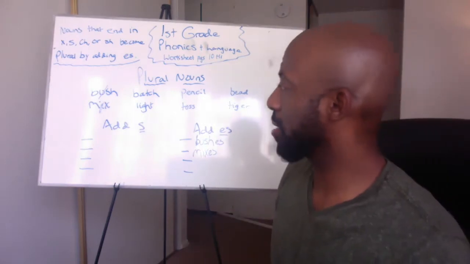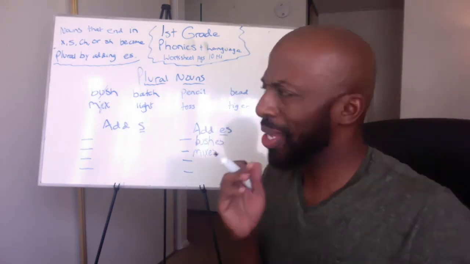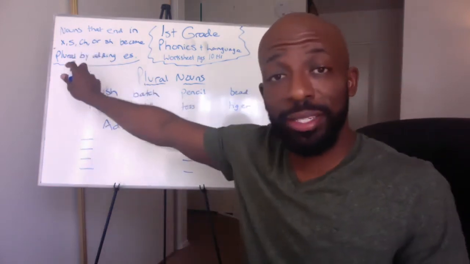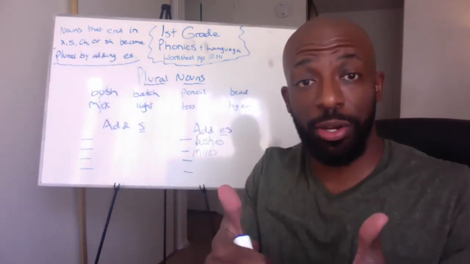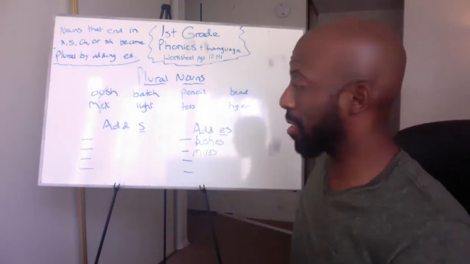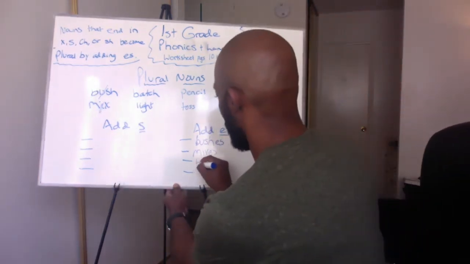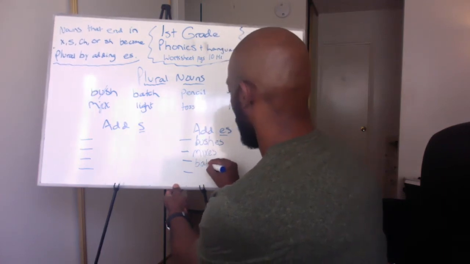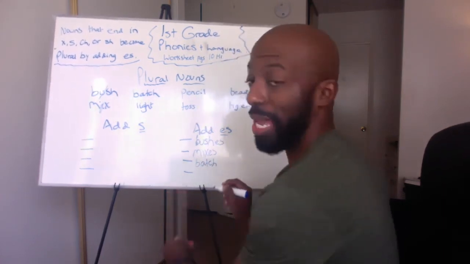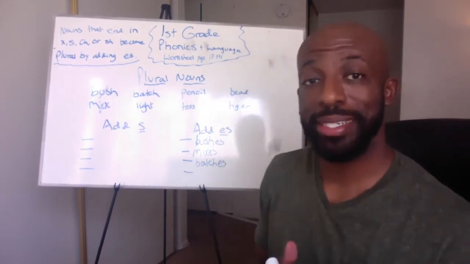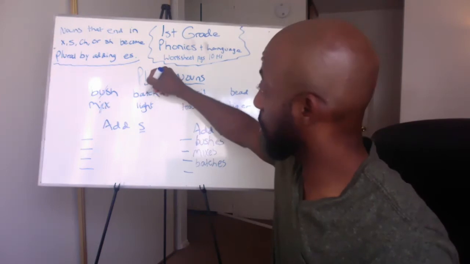Now we have batch. Wow, I think that is a word that ends with B-A-T. Oh, C-H, right? C-H. So where does it go? It goes in our add ES column. This column is not getting any love. It's totally blank. All right, so we're going to write batch right here. Then we got that. And then what do we add? We add the E and the S. So that's going to be batches. All right, so that's great. All right, so now we can cross that out.